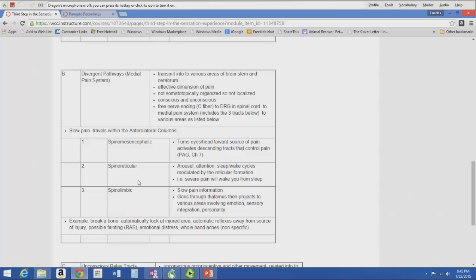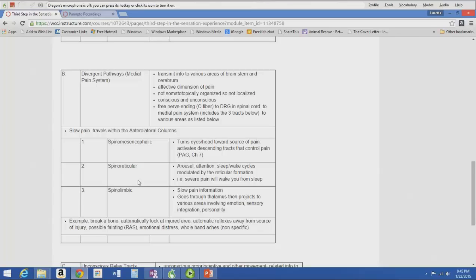integration, and personality. So our experiences with pain and our memories of pain and our emotional reaction to pain have a lot to do with how much pain we feel. And we will talk about this more in Chapter 8. It's an amazing thing how much our brain controls our pain level.